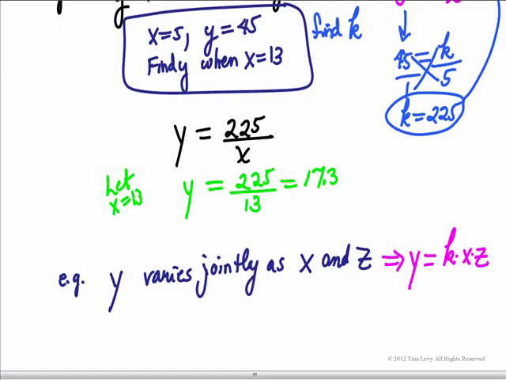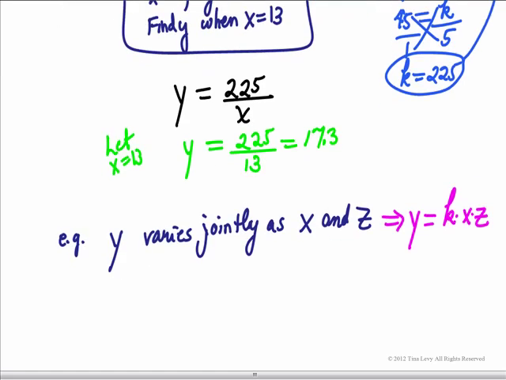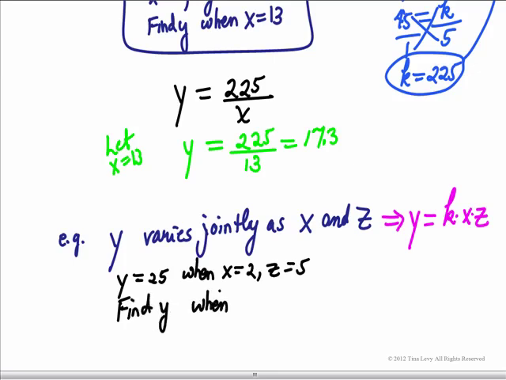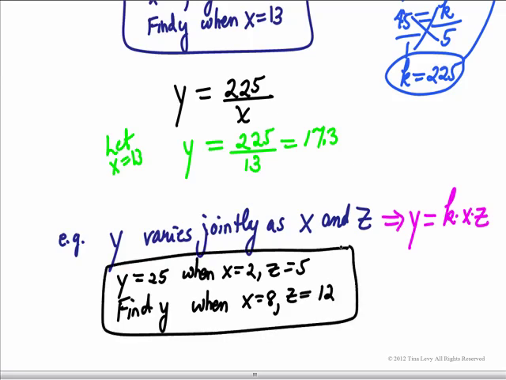So a specific example might be, I might tell you y varies jointly as x and z, and y is 25 when x is 2 and z is 5. Then I ask you to find y when x is 8 and z is 12. That's that particular situation. Our first step is to find k, so we're going to use these values in the joint variation formula.